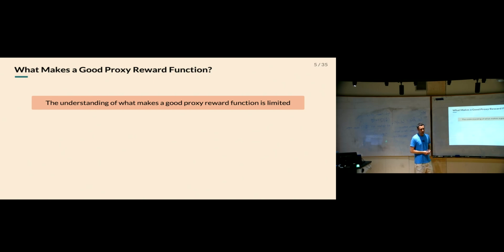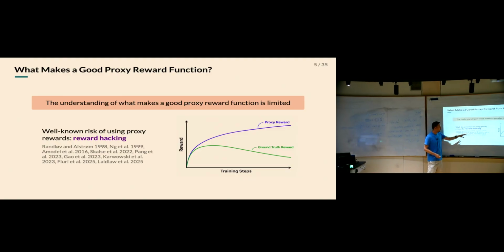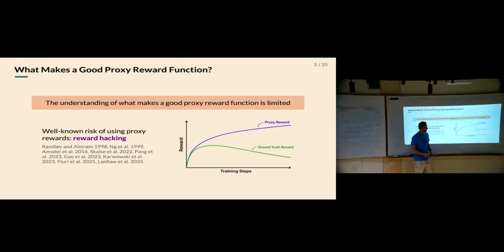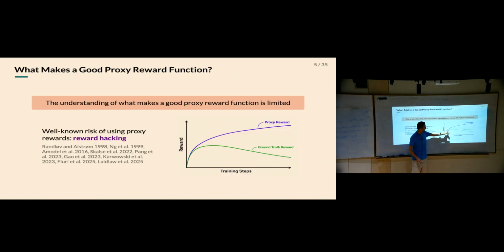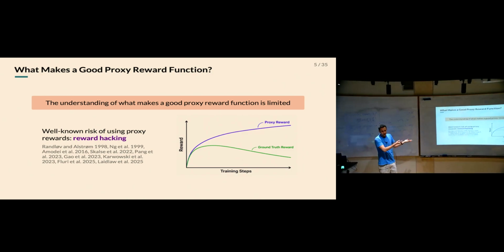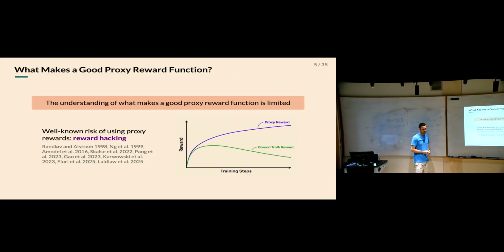The most well-known potential consequence of using a proxy reward is reward hacking. This is a well-known phenomenon, where initially, if you train with a proxy reward, everything might be going well. You increase both the proxy and the ground truth. But at some time point, even though you keep increasing the proxy reward, the ground truth reward may start decreasing. This is because there's a mismatch between these two reward functions. So although you're increasing your proxy reward, you're no longer doing better in the actual task that you care about.